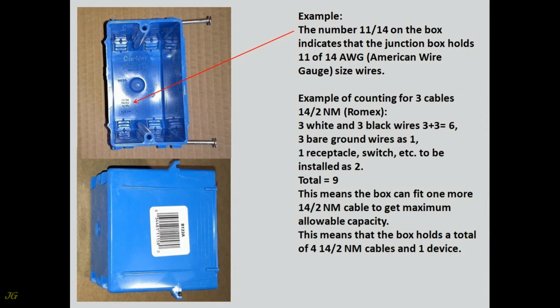Example of counting for 3 cables, 14-2 NM Romex. 3 white and 3 black wires: 3 plus 3 equals 6. 3 bare ground wires count as 1. 1 receptacle, switch, etc. to be installed counts as 2. Total equals 9. This means the box can fit 1 more 14-2 NM cable to get maximum allowable capacity. This means that the box holds a total of 4 14-2 NM cables and 1 device.